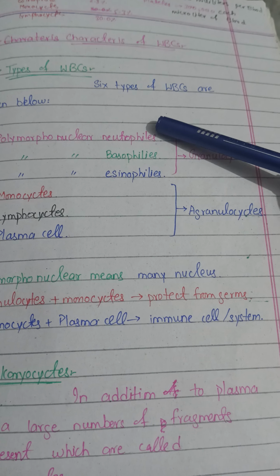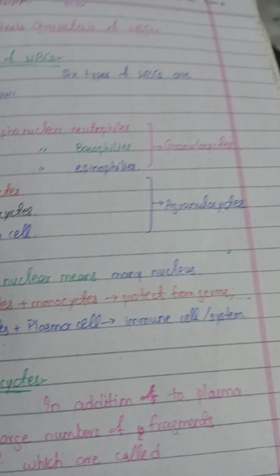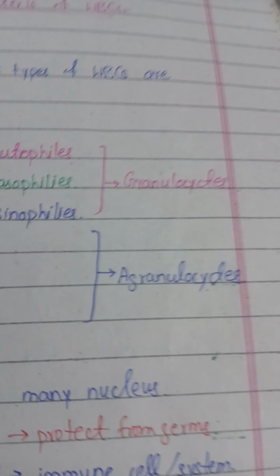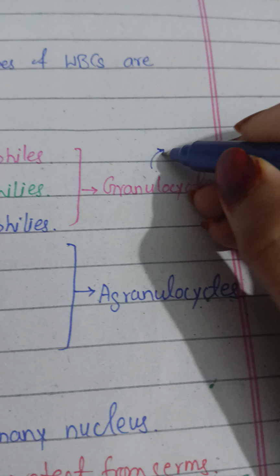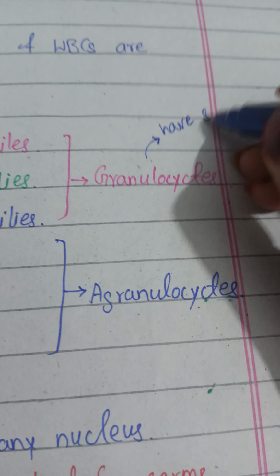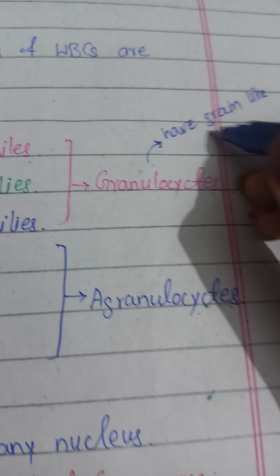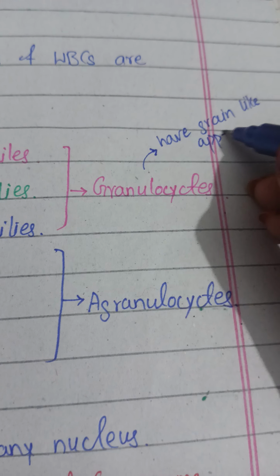First of all, neutrophils, basophils, and eosinophils are granulocytes. Granular means they have a grains-like appearance.